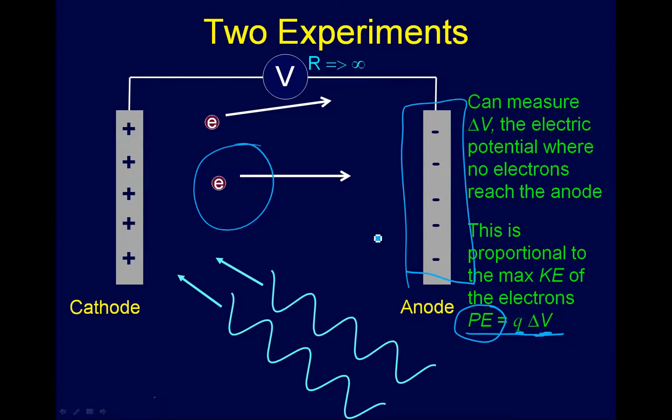And so since they're not making it, that means that the maximum kinetic energy would be this here. That's the kinetic energy where the electron just barely gets right here, but then is deflected back. This gives us a measurement of the maximum kinetic energy. So the first experiment tells us how many electrons are being ejected, and this one tells us something about how much kinetic energy they have when they're ejected.